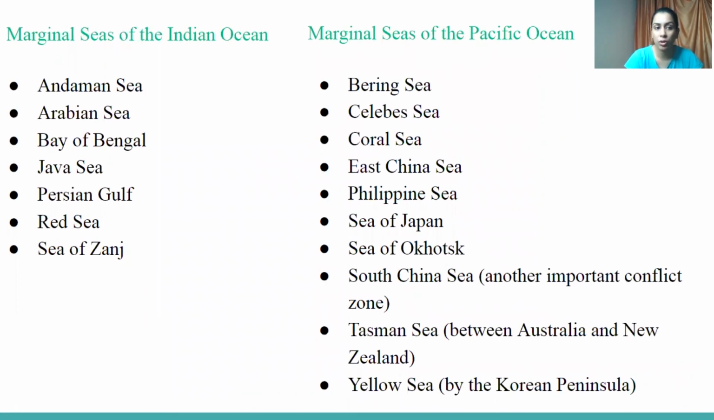Marginal seas of the Indian Ocean: Andaman Sea, Arabian Sea, Bay of Bengal, Java Sea, Persian Gulf, Red Sea, and Sea of Zanj. Marginal seas of the Pacific Ocean: Bering Sea, Celebes Sea, Coral Sea, East China Sea, Philippine Sea, Sea of Japan, Sea of Okhotsk, South China Sea, Tasman Sea, and Yellow Sea.